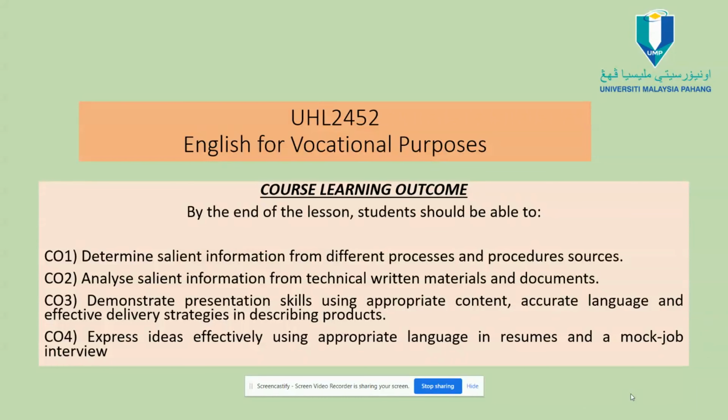For UHL2452 or English for Vocational Purposes, this will be the course learning outcome. By the end of the lesson, students should be able to, number one, determine salient information from different processes and procedure sources. Number two, analyze salient information from technical written materials and documents.